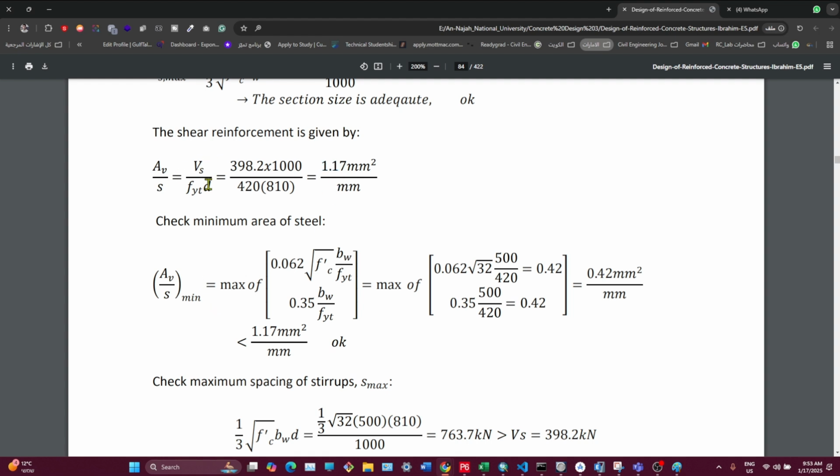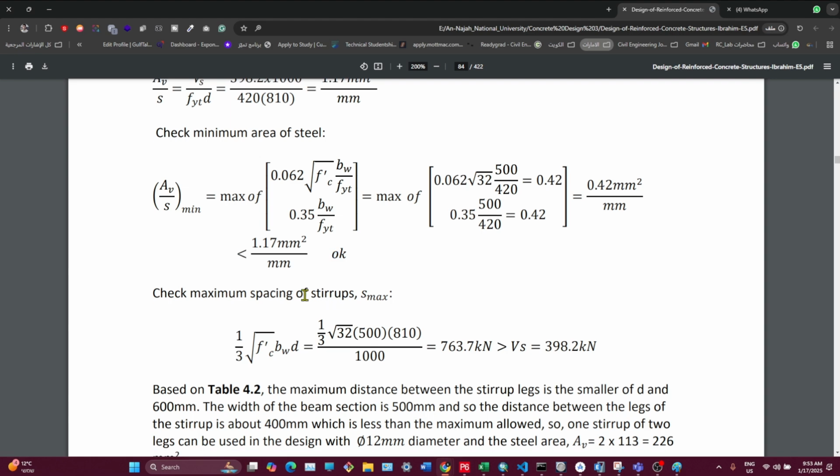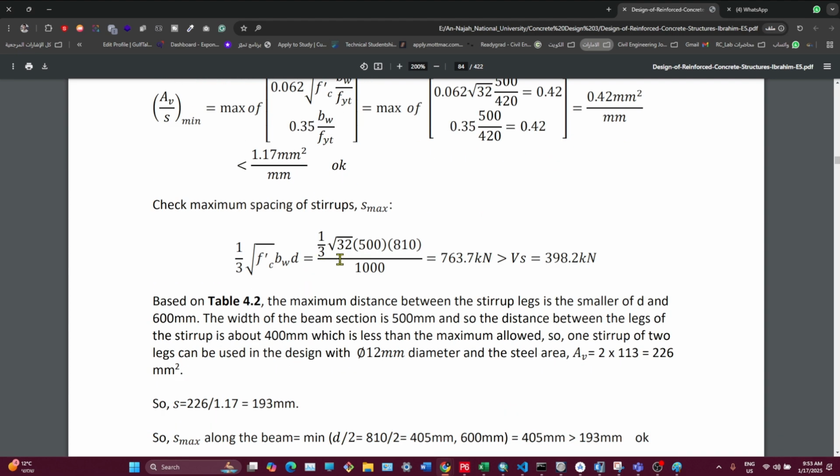If the AV over S required or computed is less than AV over S minimum, we need to take the minimum 0.42. Now we compute the S maximum to be this value. Take the maximum spacing of stirrups.